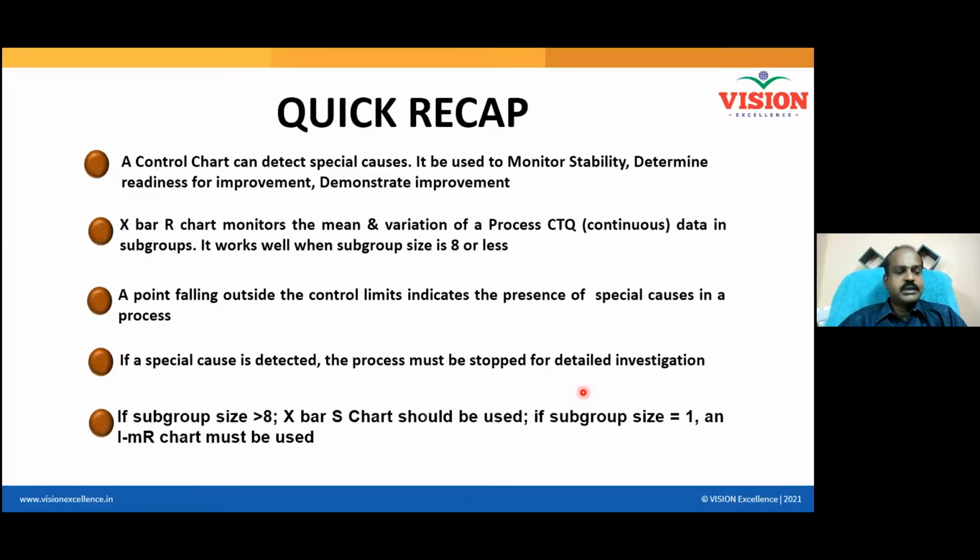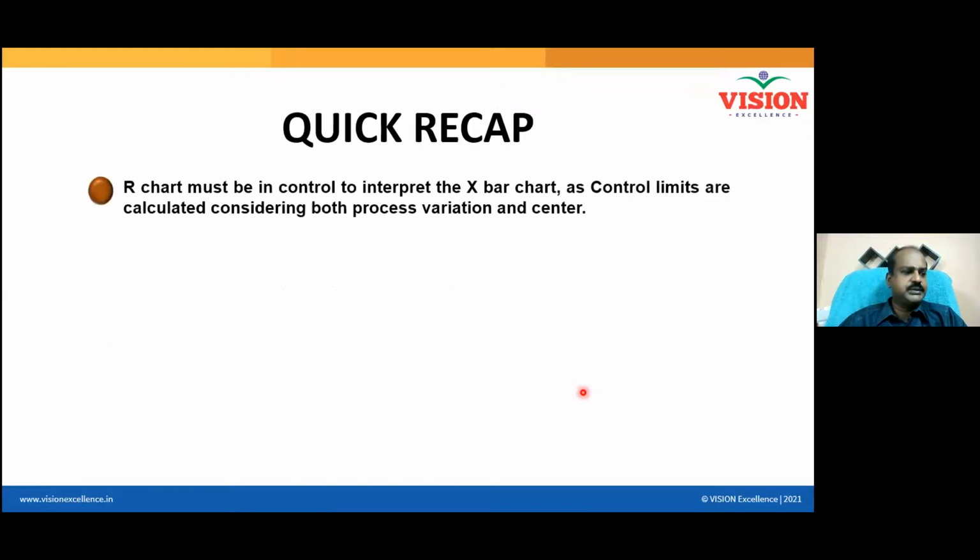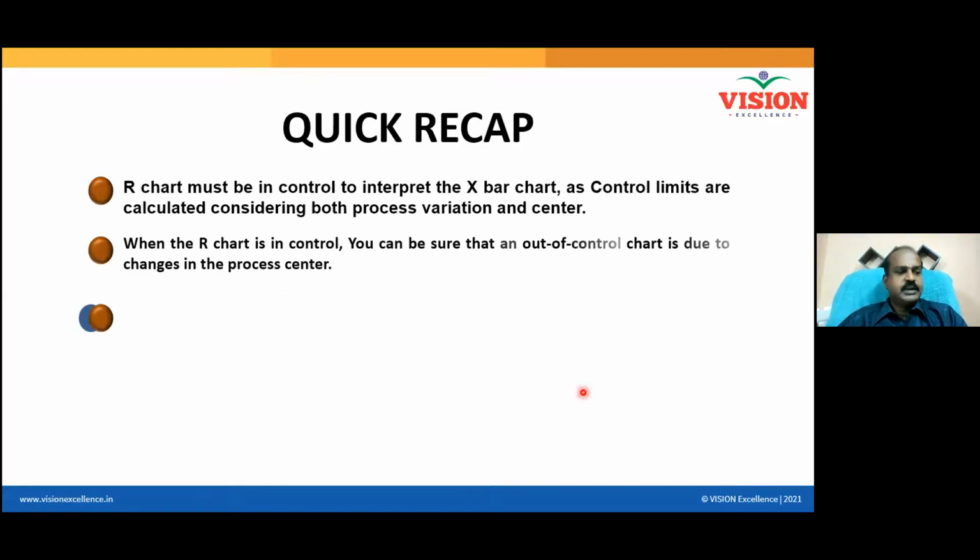If subgroup size is more than 8, X bar S chart should be used. If the subgroup size is 1, IMR chart should be used. R chart should be in control before interpreting X bar chart. When R chart is in control, you are sure that any out of control signal from the X bar chart is due to the shifting of the process center. Shifting of the process center is the major issue. If the shifting of the process center happens, then you will start getting complaints all over your market.